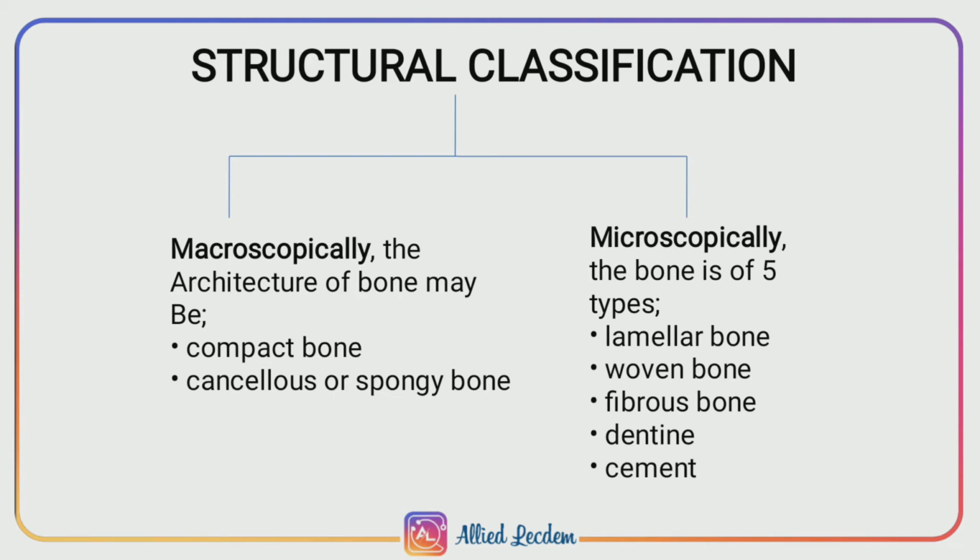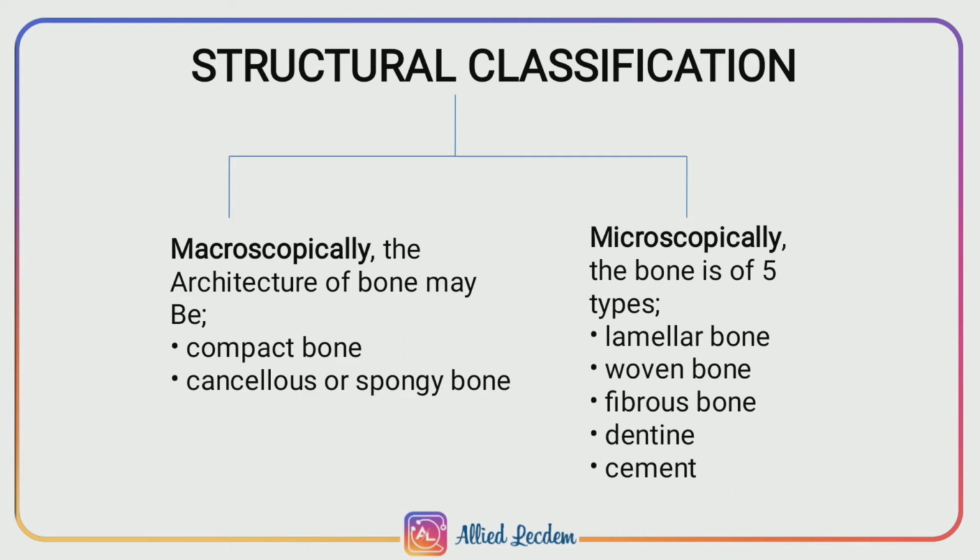cancellous or spongy or trabecular bone is open in texture and is made up of a meshwork of trabeculae, that is rods and plates, between which are narrow contained spaces. The trabecular meshwork has three primary types, namely meshwork of rods, meshwork of rods and plates, and meshwork of plates.